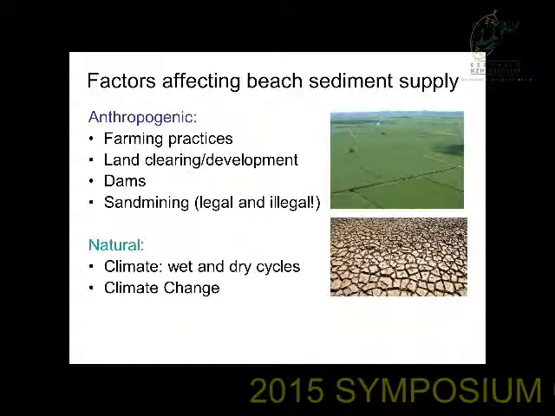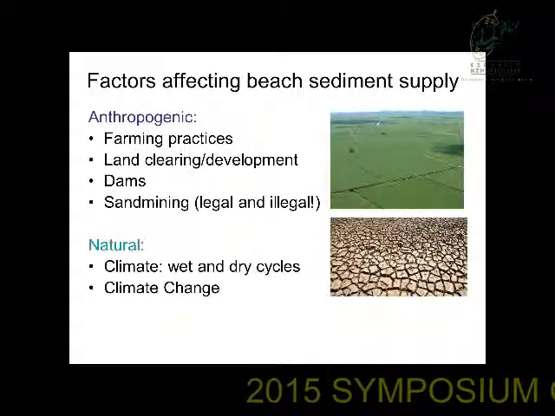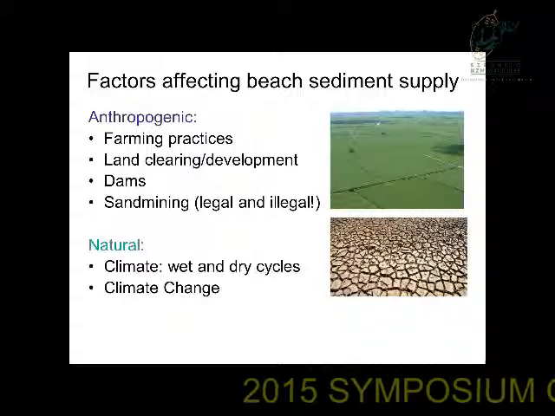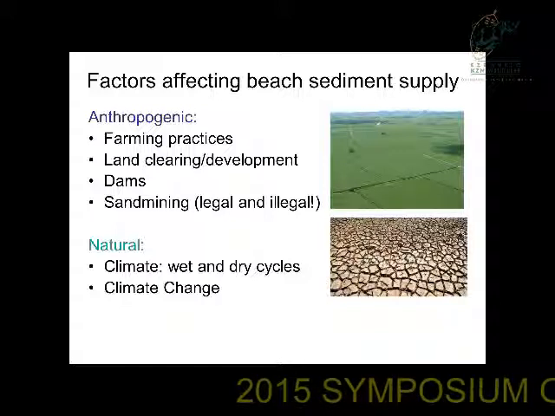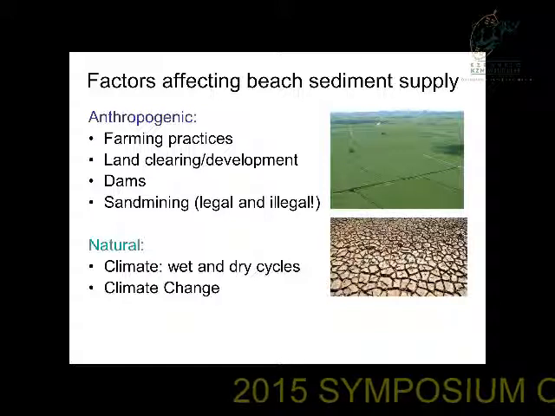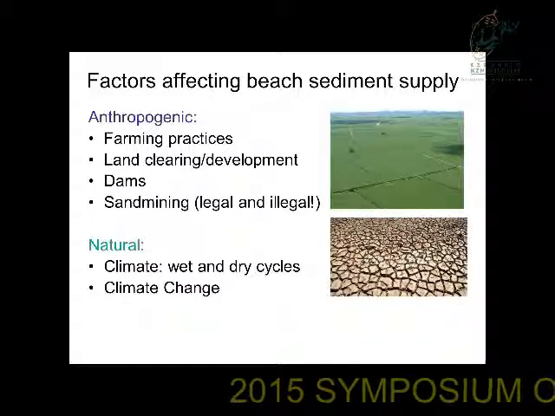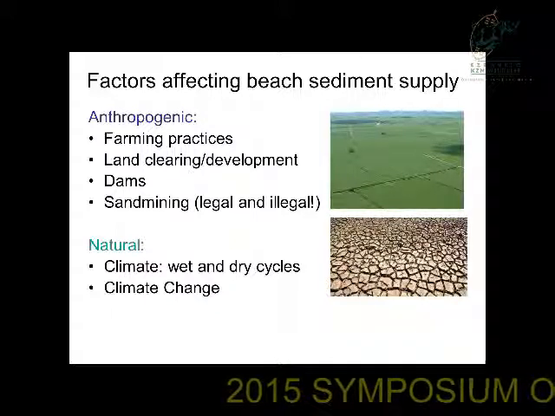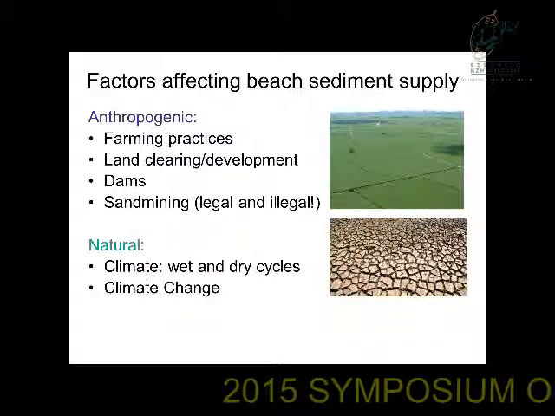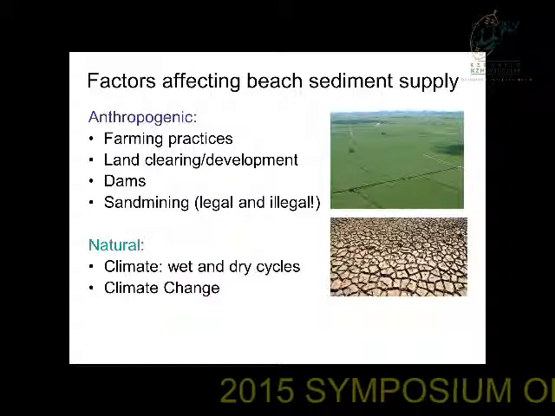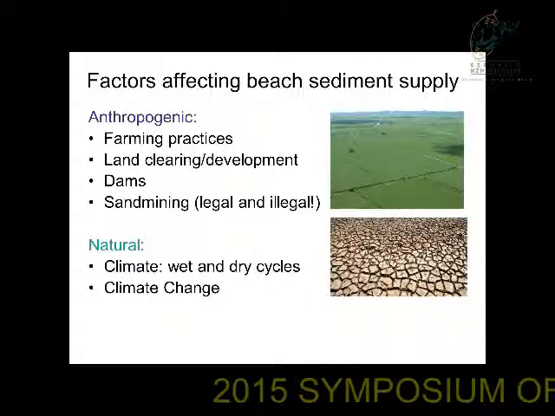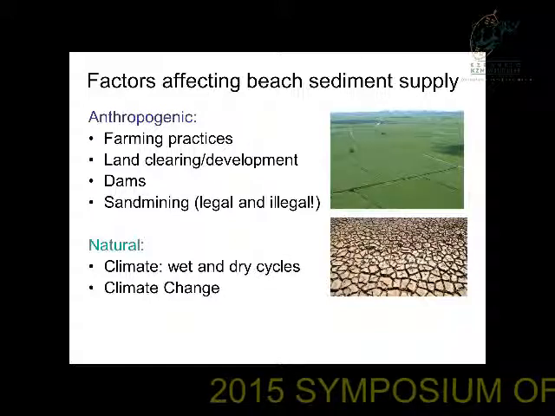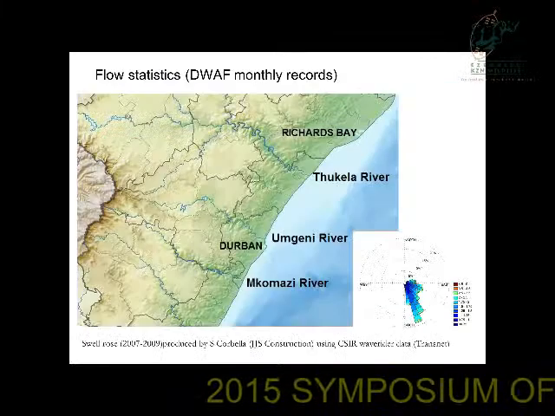And then naturally, we have climate and we have wet and dry cycles. I put climate change under natural. You can argue that it could be anthropogenic, but if you look at the geological history, climate change has been happening for millions, almost billions of years. Anthropogenic effects might be exacerbating it, but it is a natural occurrence. It would be happening anyway. It might be slightly accelerated.